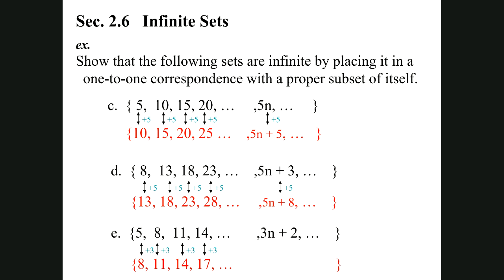And we do the same to find what 3n plus 2 corresponds with. We add 3, and we get 3n plus 2 plus 3, which means we get 3n plus 5. And we're done. We've shown that this set right here is an infinite set. We placed it in a one-to-one correspondence with a proper subset of itself.